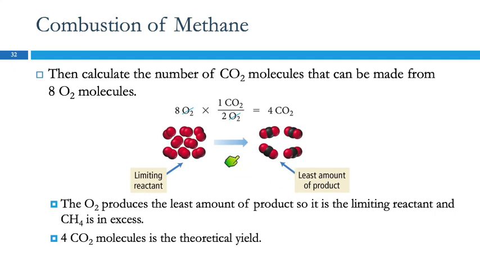The amount of product given by the limiting reactant is the theoretical yield. If everything works like it should, we can make 4 molecules of CO2. Stuff can happen in chemical reactions as well. Any questions?